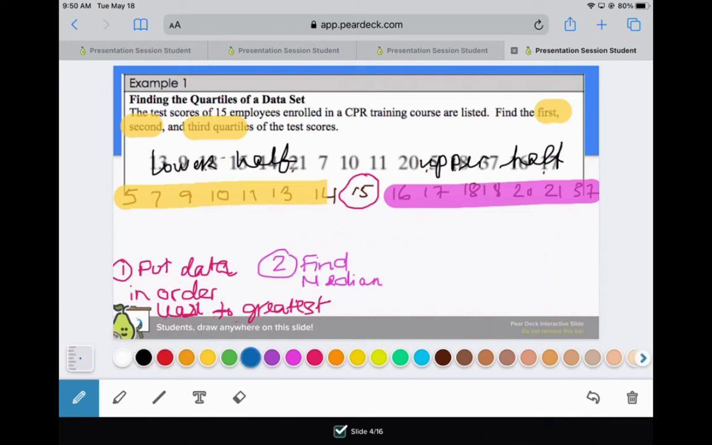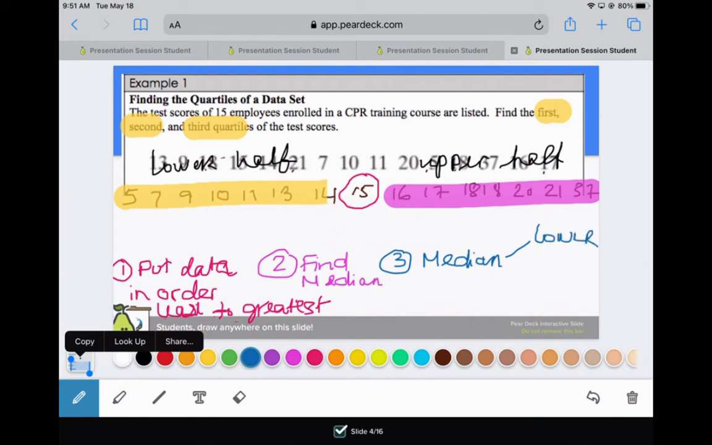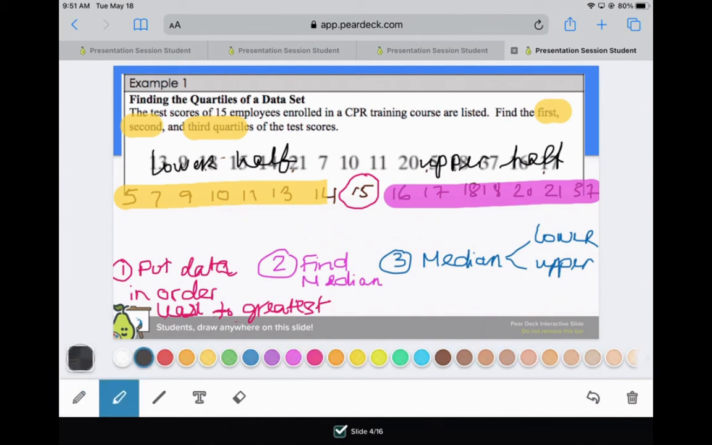Now what I will do next, step 3, is find the median again, but I'm finding the median for each half. So the median of the lower half and the median of the upper half. When I'm doing the median, notice the number that I highlight, I'm no longer using the 15. That is already done. I already used that as a median, so I don't include that number anymore.